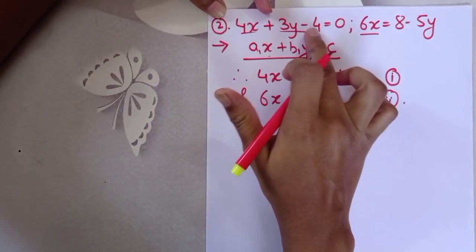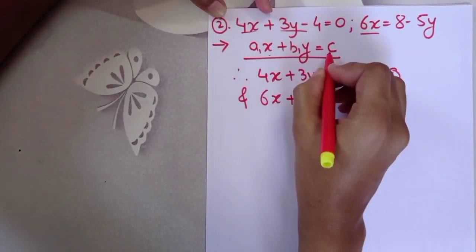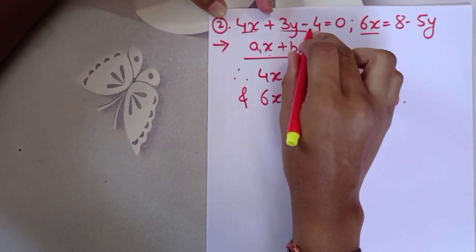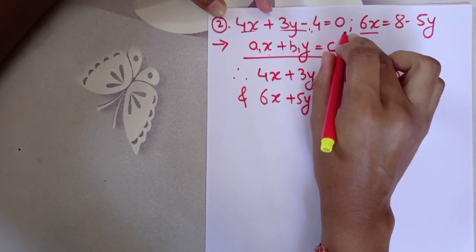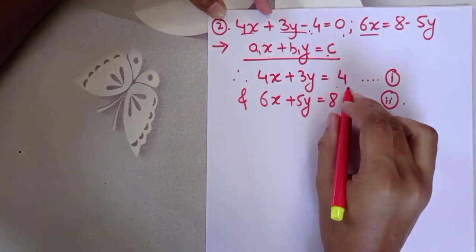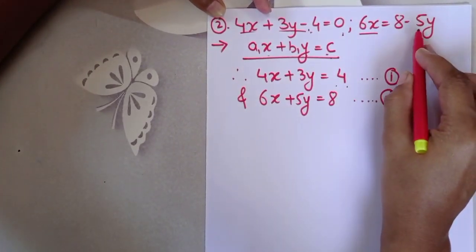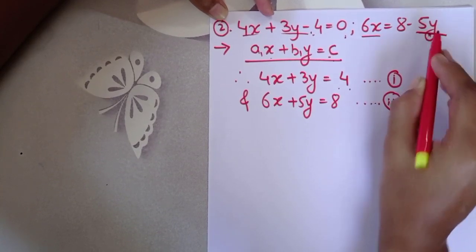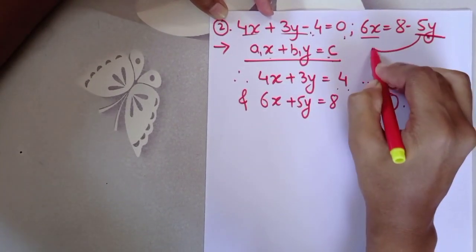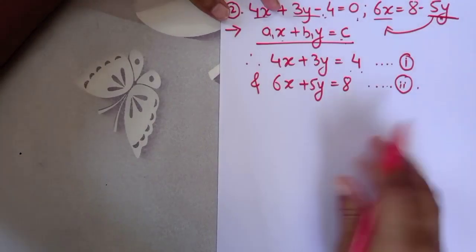Here the minus 4, that is a constant term, was on the LHS; we have transferred it to the RHS. And here the y term was on the RHS; therefore, we have transferred it to the LHS.